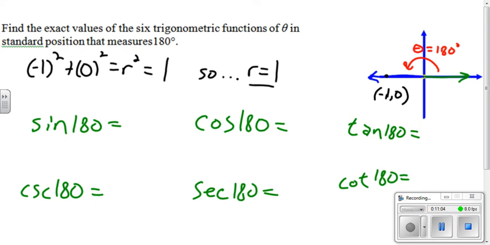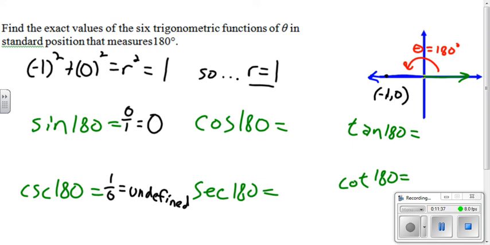Now again, if we go back to that table, sine is y over r. Our y value is 0. So 0 over r, which is 1, so our sine is actually just 0. In which case the cosecant would be the reciprocal of this, so it would be 1 over 0. 1 over 0, similarly to our unit circle finding a tangent, is undefined. So we'd have to write undefined here.